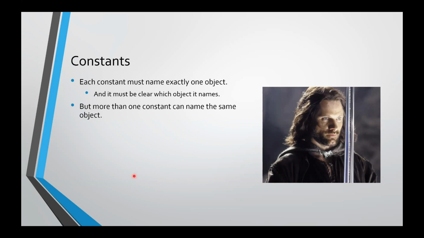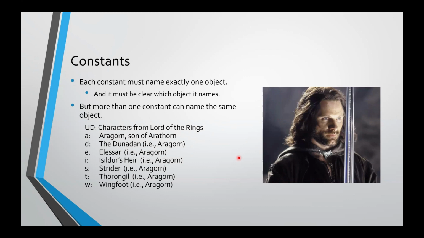But so Aragorn, if you've read Lord of the Rings, you may remember when he introduces himself to the hobbits, he actually introduces himself by saying, "I have many names." And we can do that in an interpretation. You just have many constants, and all of them refer to Aragorn. That's perfectly fine. Note that this is actually not an exhaustive list of Aragorn's many names. I just ran out of space.